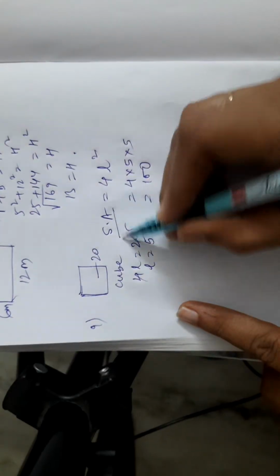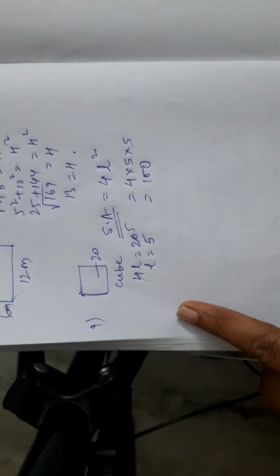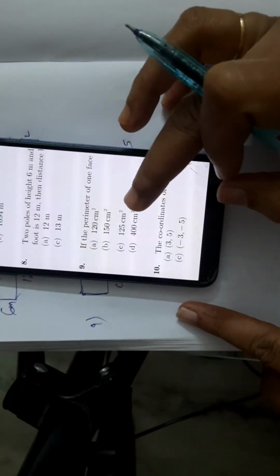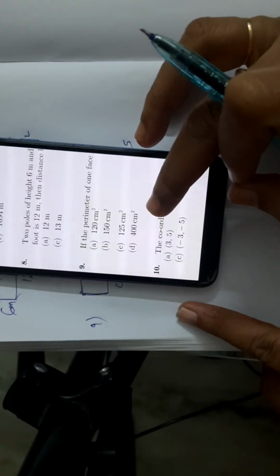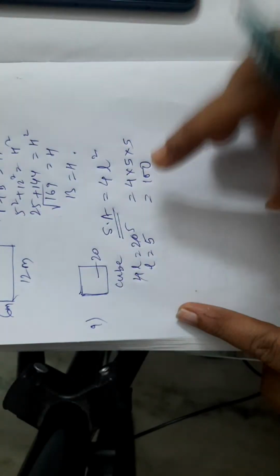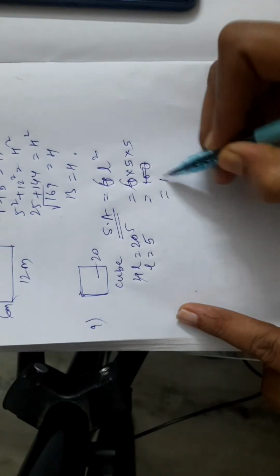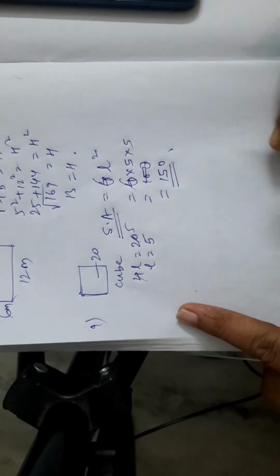Okay, here the options which are given is mismatched. In options I am getting like options are given 120, 150, 125 or 400. So for surface area we are going to use 6L square. This answer will be 150.